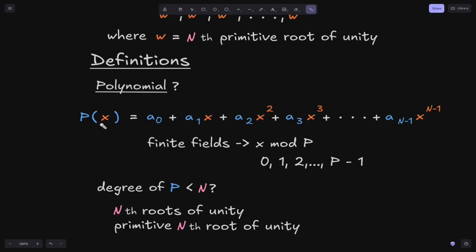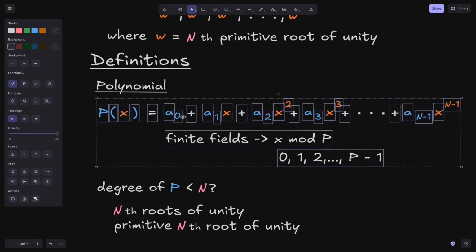And what goes inside this x? This x will be an element in the finite field. In our context, we're going to be working with the prime field. So again, x will be one of these numbers between 0 to p minus 1. So that is a polynomial, basically an equation of this form.